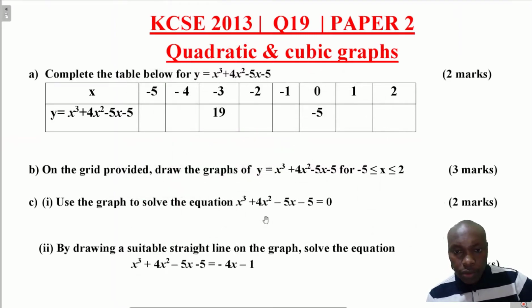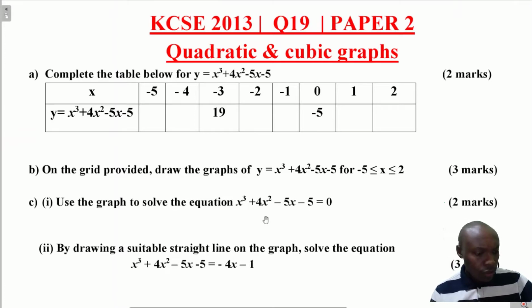Then there is part 2. This is a C. Part 1 is to use the graph to solve the equation that is there. Then part 2, by drawing a suitable line on the graph, solve the equation. So we're going to begin from the first part of the question, where you're required to have the values that you're going to graph. There are two values that are filled there, for -3 and for 0.